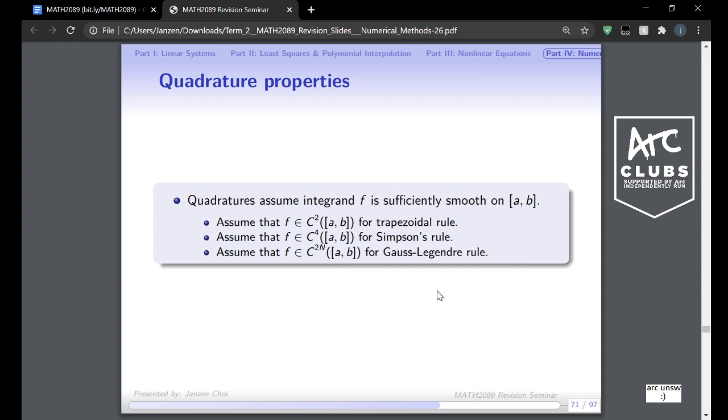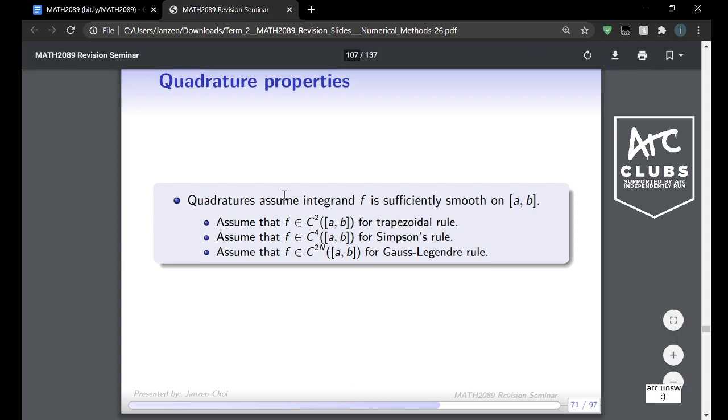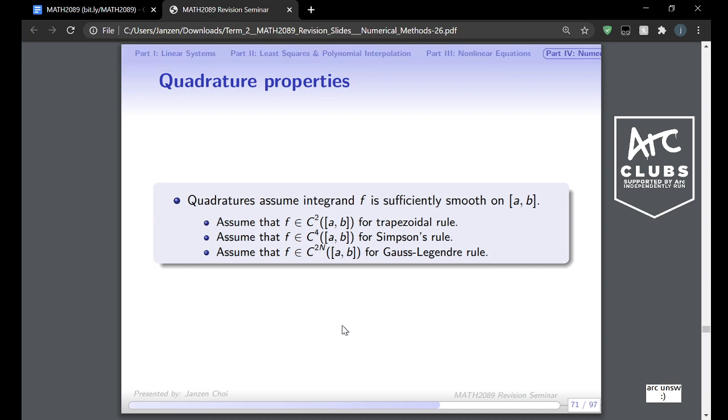So these are the assumptions for each of the quadrature rules. Basically the open and closed interval conditions that we talked about earlier. Quadratures assume the integrand f is sufficiently smooth, just basically that there are no sudden spikes in the equation, which would be quite difficult to approximate.